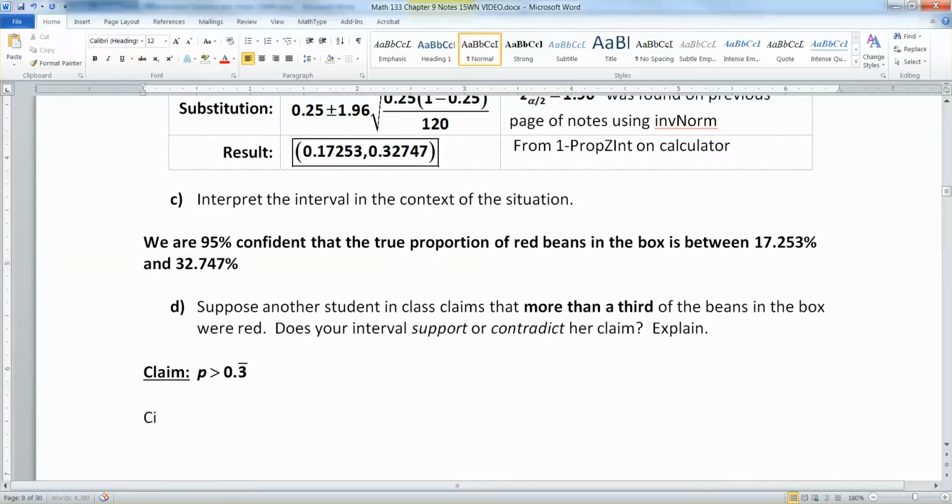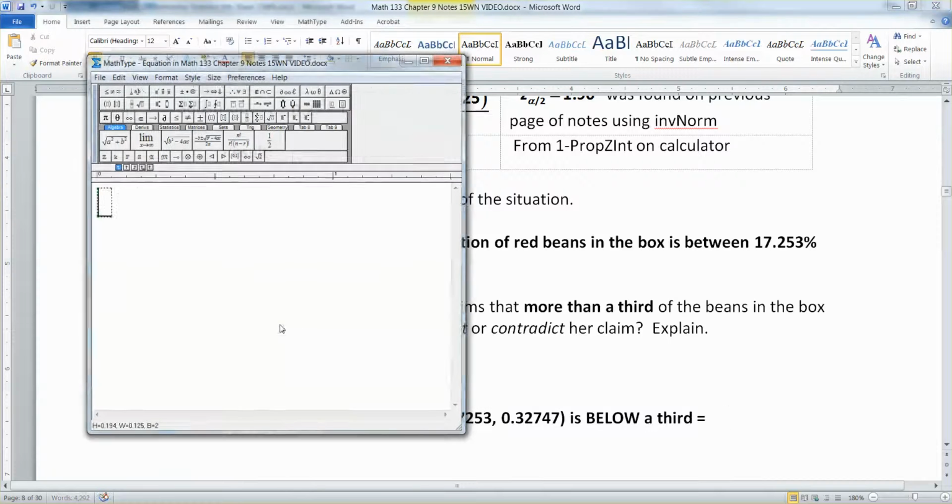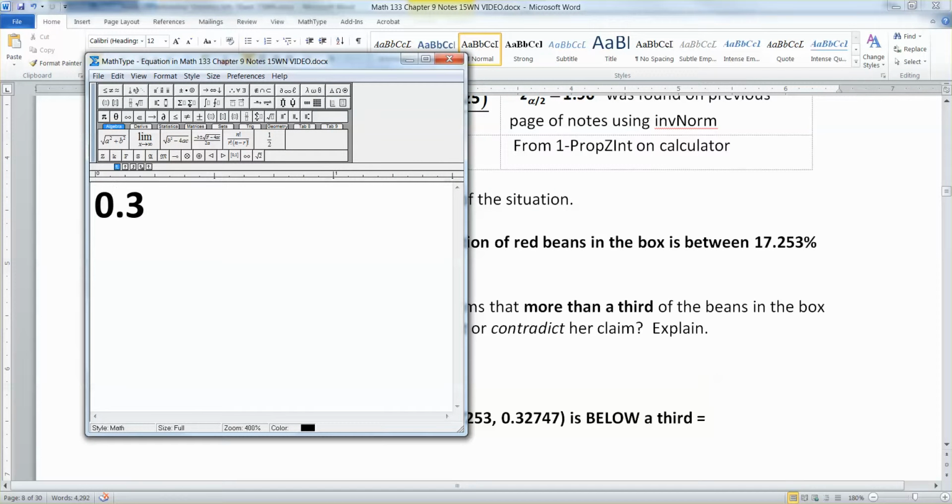And here's why. They're claiming that it's more than, right? But if you look, your entire interval is below, because the entire interval, which is 0.17253, 0.32747, is below 1/3, which is 0.3 repeating. Right, that's what a third is. Okay.